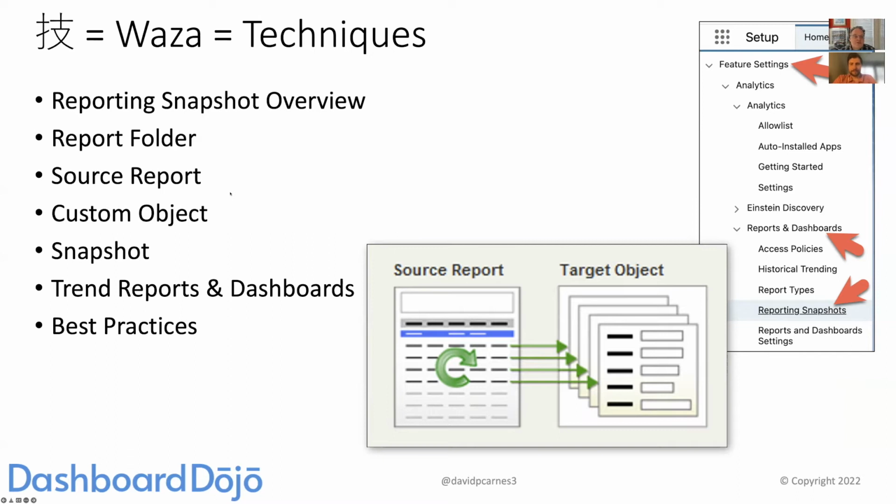So we're going to do an overview of reporting snapshots. We'll talk about creating a safe place to store the source report. We'll talk about the source report itself and what columns you might want to include. I tend to keep my source reports absolutely clutter-free. I only want the exact number of columns that I'm going to be feeding into the snapshot. Then you create a custom object. That custom object is essentially going to have one field per column on your source report.